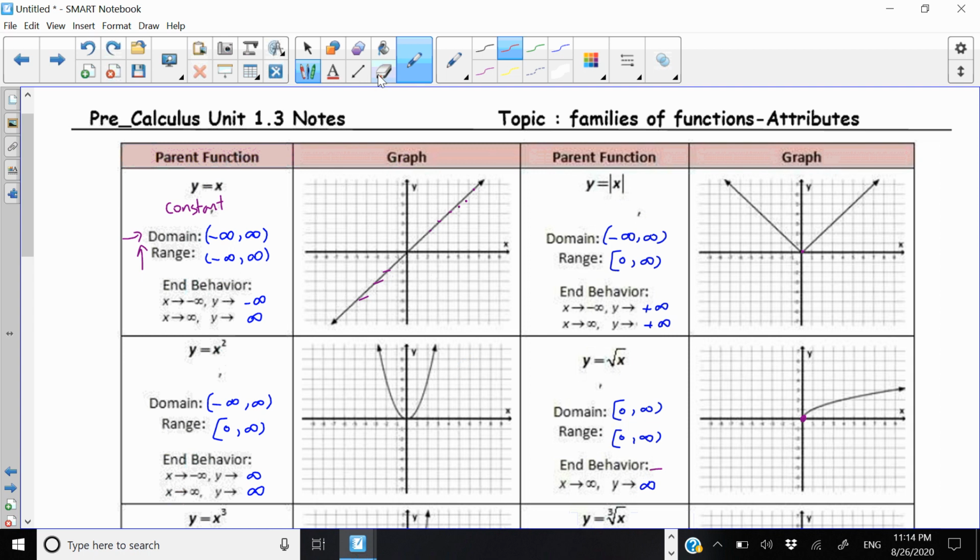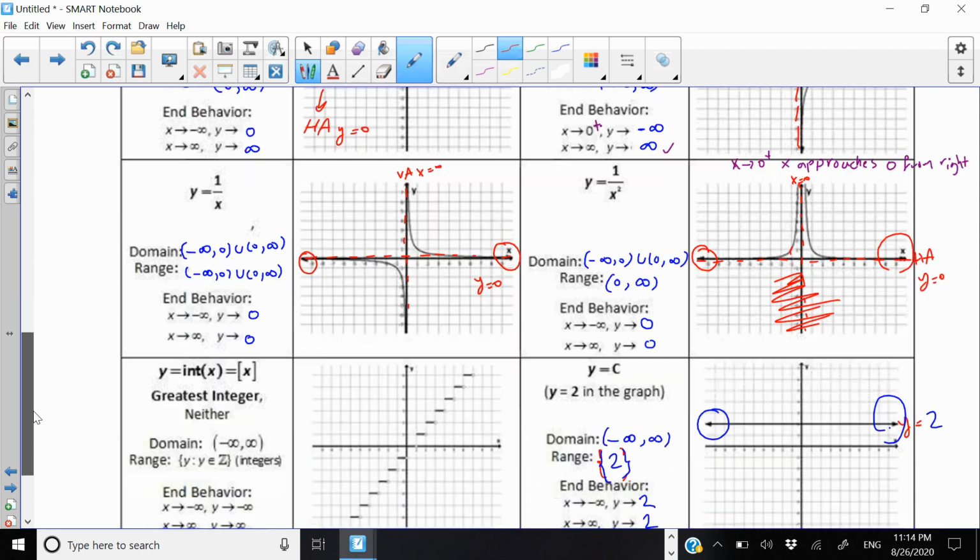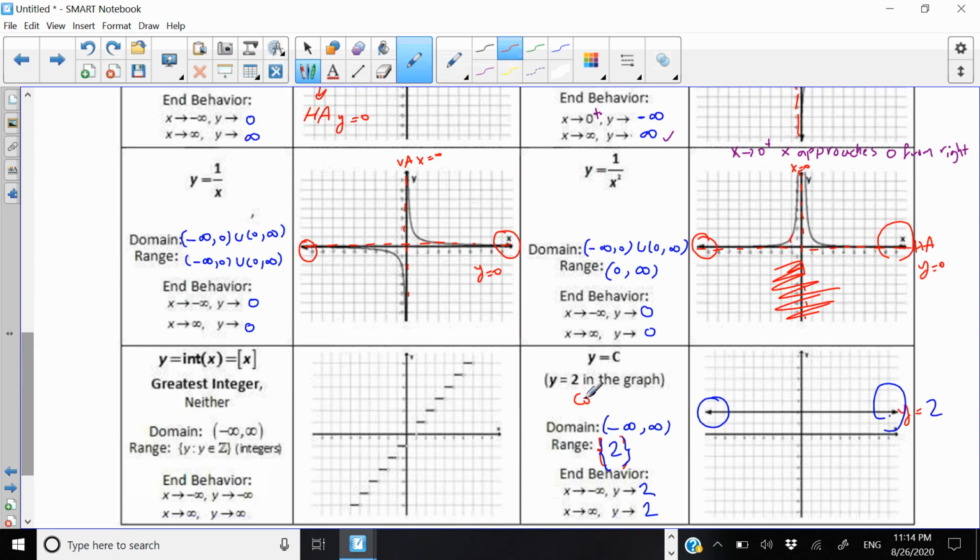For the linear function, oh my god, I said this is constant. This is linear. It's not a constant function. It's a linear function. And this one was constant. I apologize. This one is called the constant function.